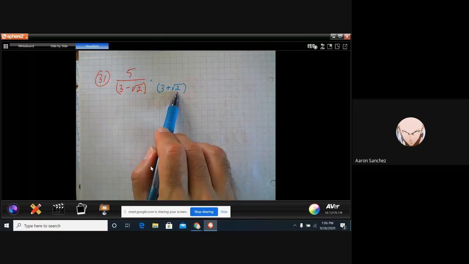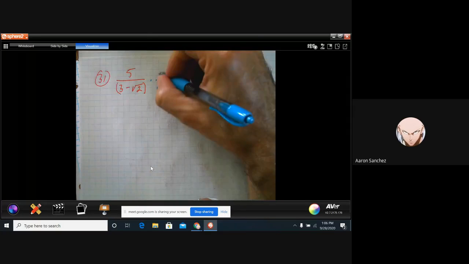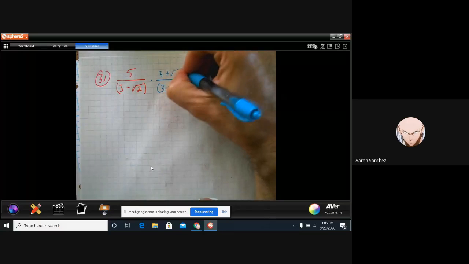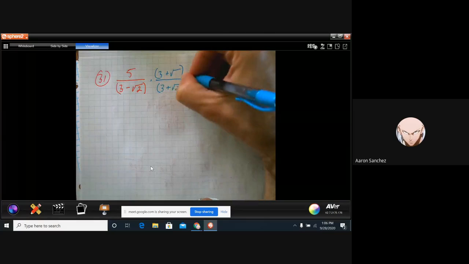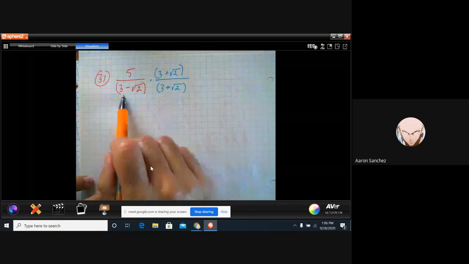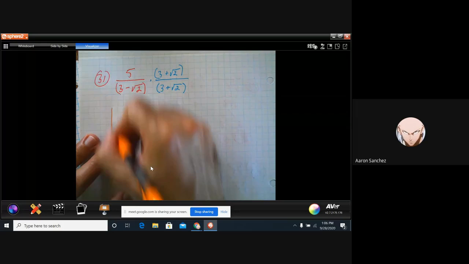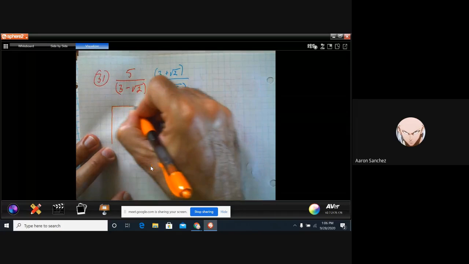Now, whatever you multiply the denominator by, you have to multiply the numerator by. So this also has to be multiplied by 3 plus the square root of 2. Now, something awesome is going to happen here. Let's multiply 3 minus square root of 2 times 3 plus the square root of 2. It's not that hard, especially if you do a graphic organizer.